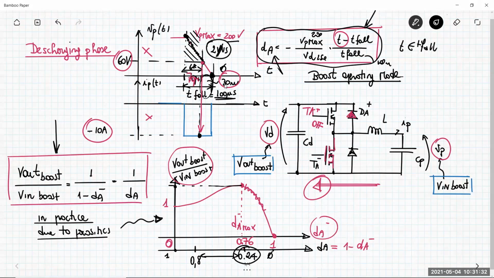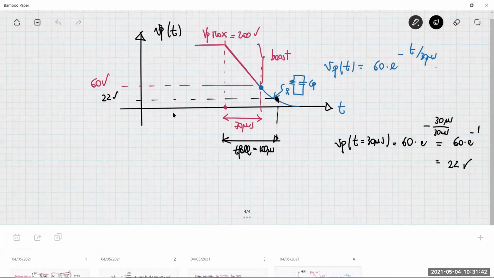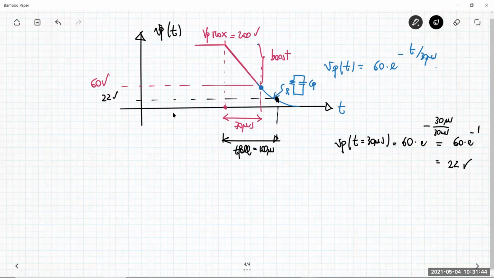After 100 microseconds, using this circuit, with a resistor to dissipate the energy that we can no longer recover, we have 22 volts across the injector. That means that my injector is not fully closed, okay? There is a remaining elongation that makes it impossible to close this injector.